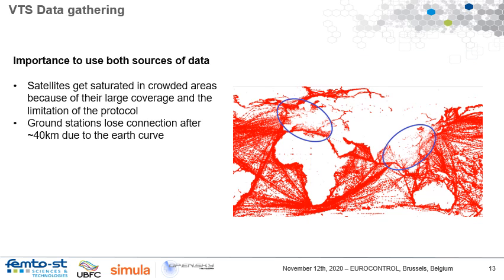In our case, it's very important to use both sources of data, as the satellites get really saturated in crowded areas because of their large coverage and the limitation of the protocol. So we need to use the ground station to have a little bit better granularity. But the problem is that with the ground station, after 40 kilometers, due to the Earth's curve, we lose more and more messages. So they are very complementary, and we use the ground station for the coastal area and the satellites for, well, let's say, the middle of the ocean and seas.